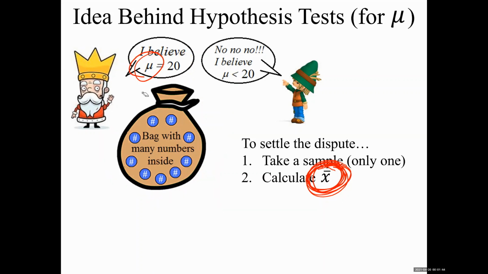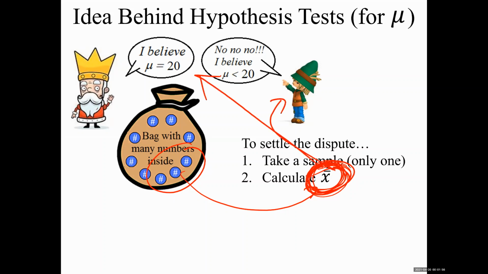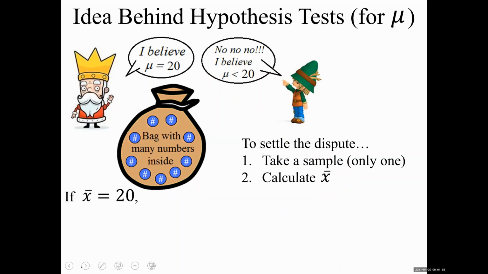Okay, so again, this is us gathering evidence. We're collecting evidence to decide who to believe. We take a sample, calculate X bar, and that's our evidence. Does our evidence point to the king being right, or does it point to the peasant being right? It depends on what X bar we get. If you get an X bar that's exactly 20, I'm expecting it to be close to 20 if the king is right. Well, if it's exactly 20, it's definitely close to 20, so we believe the king.